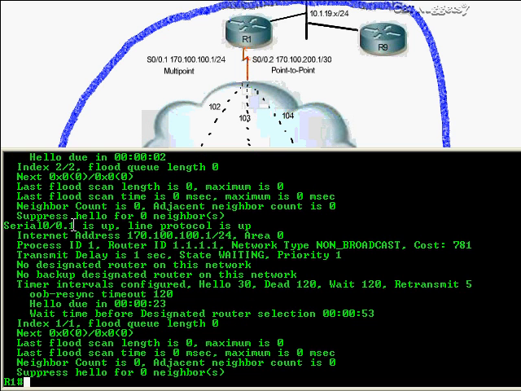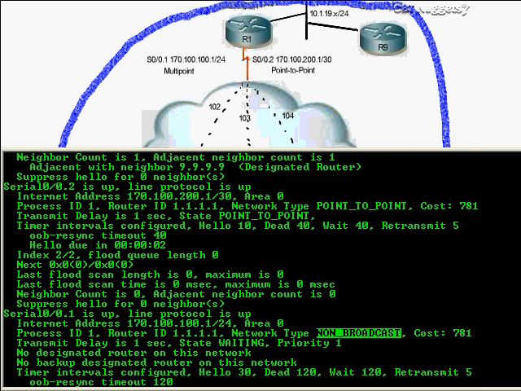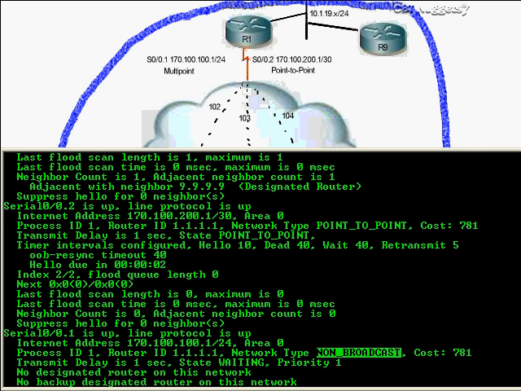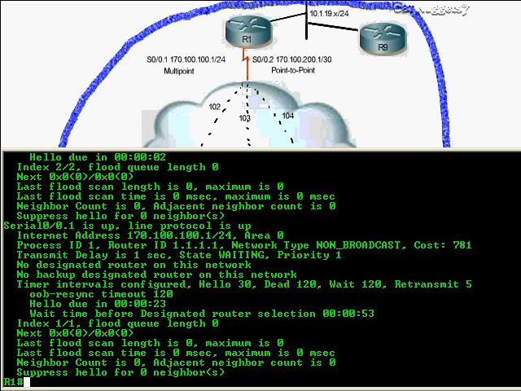Serial 0/0.1 is up. Network type is non-broadcast, or an NBMA. That's the default network for any sort of multi-point style interface. Now, one thing I want you to notice while we're looking here in this show OSPF interface output, we see the differences in the hello timers. We see a point-to-point network, hello 10, dead 40, wait 40, retransmit 5. We come down here to the non-broadcast network, and look at that. 30, 120, 125. The timers are different.